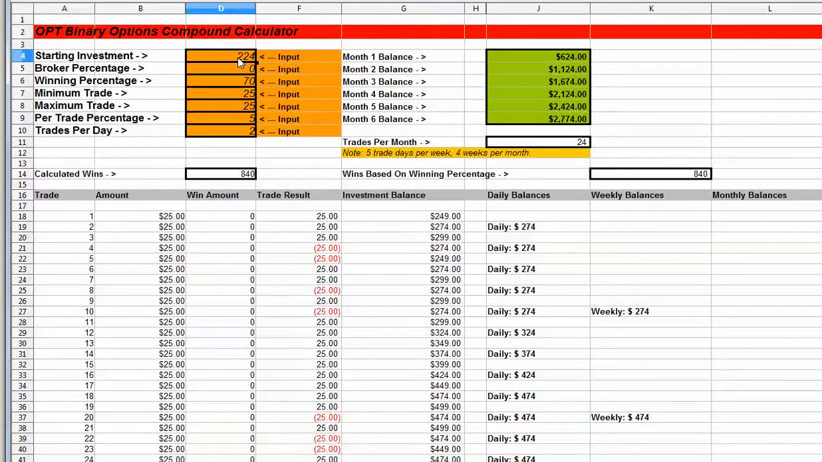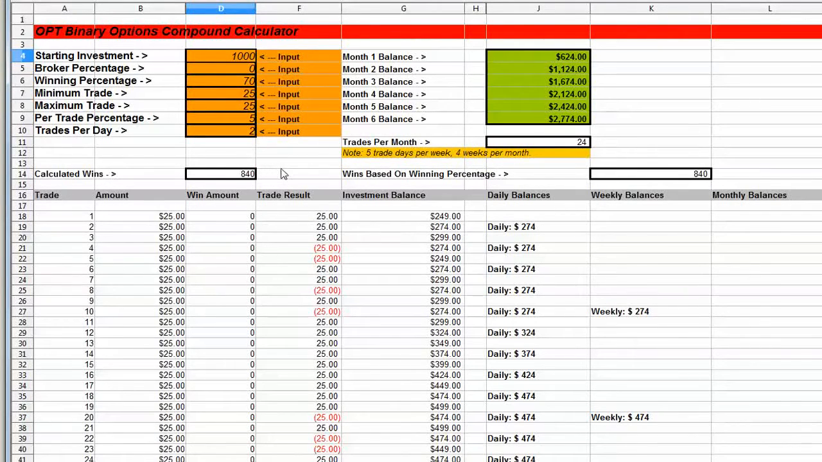Let's say you start out with a beginning balance of $500. I always say start with 1,000. If you can't do 1,000, you probably need to wait until you can, because $500 doesn't give you a lot of room to play. So I'm going to go with 1,000 anyway, but we'll take it down to 500 shortly. And your winning percentage, let's say, is 70%. It only needs to be 60. Let's say your minimum trade is $25 and your maximum trade is $25, and you're going to have 2 trades a day.